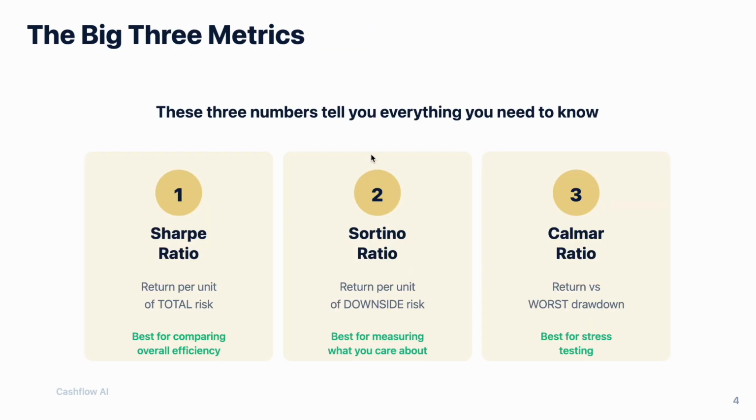So what are the big three metrics you need to know when it comes to algorithmic trading, bot trading, and creating a portfolio of trading bots that can last you a lifetime? We have the Sharpe ratio, Sortino, and Calmar. The Sharpe ratio is the return per unit of total risk, so how much you make per how much you're risking. Sortino is return per unit of downside risk, very similar to Sharpe but slightly different. And the Calmar ratio is your return versus your worst drawdown, best for stress testing your strategies. All right, let's dive in.